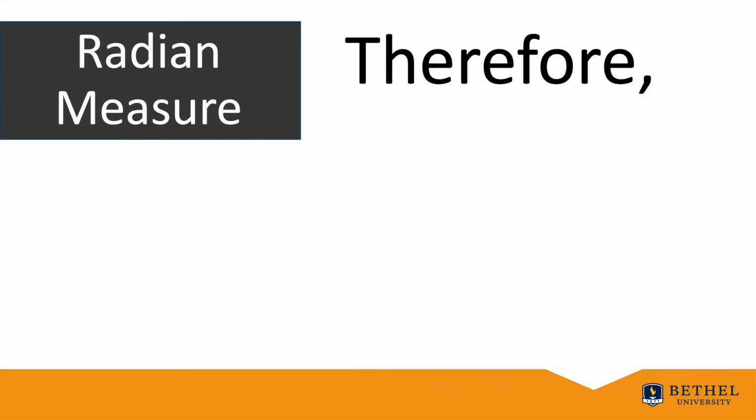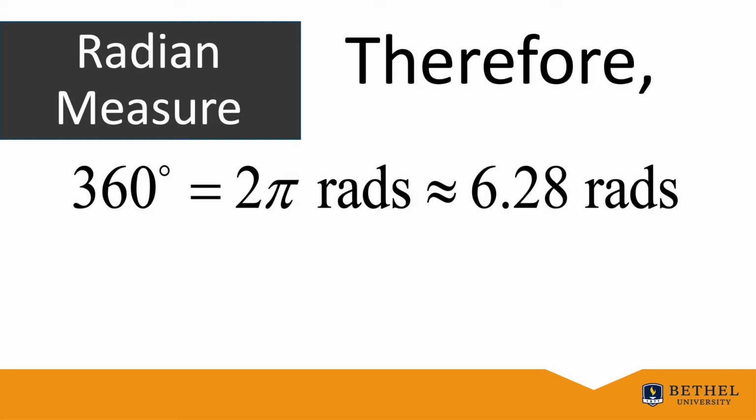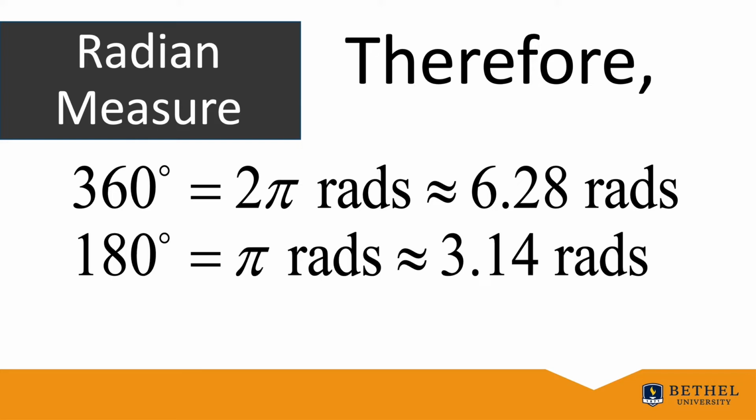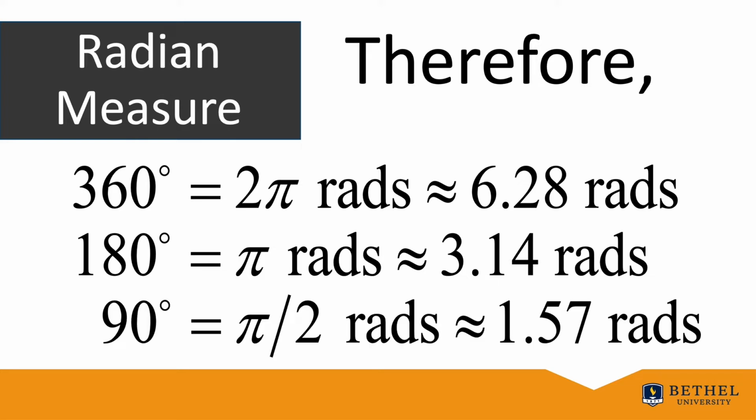Therefore, since 360 degrees is the degree measure of one full counterclockwise turn, 360 degrees equals 2 pi radians, which is about 6.28 radians. The degree measure of half a counterclockwise turn is 180 degrees, and therefore its radian measure is pi radians, which is about 3.14 radians. Another common angle is a quarter turn, that is, a right angle. 90 degrees equals pi over 2 radians, which is about 1.57 radians.